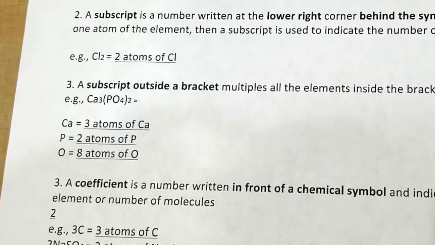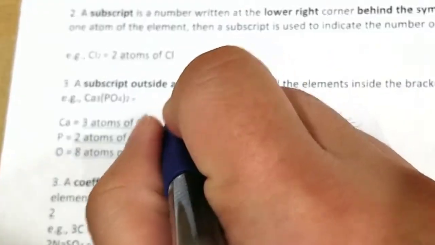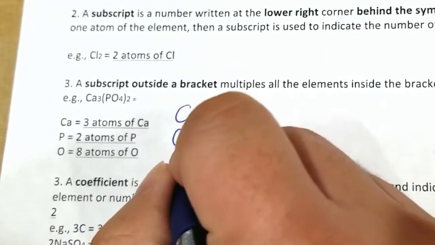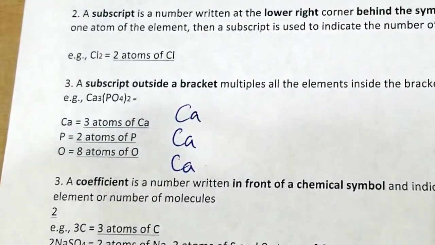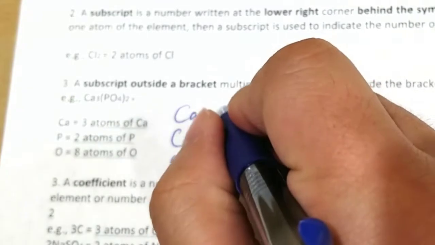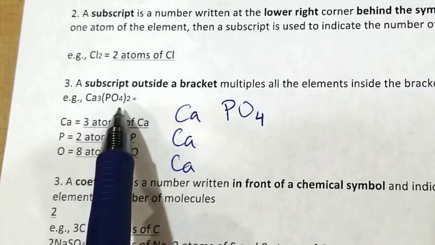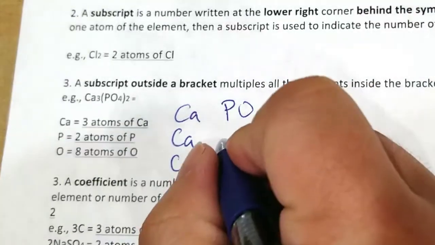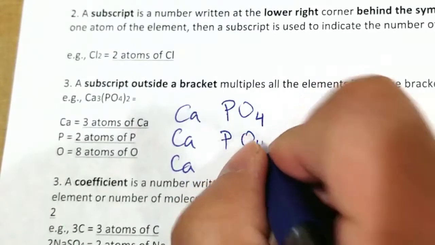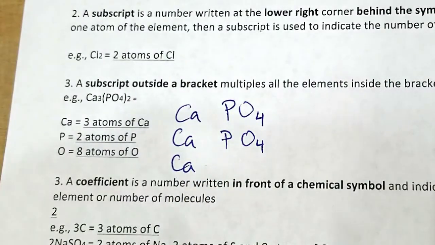You can also think of it like this. We have 3 Ca, and then we have a parenthesis PO4. Notice it tells us that we have 2 PO4. And there's our grand total. 1, 2, 3 Ca, 1, 2 P, 4 O, another 4 O, for a grand total of 8 O.